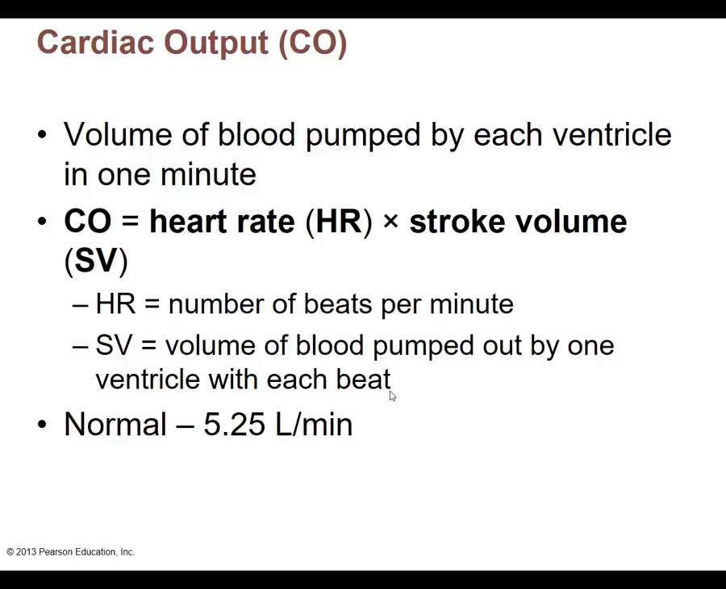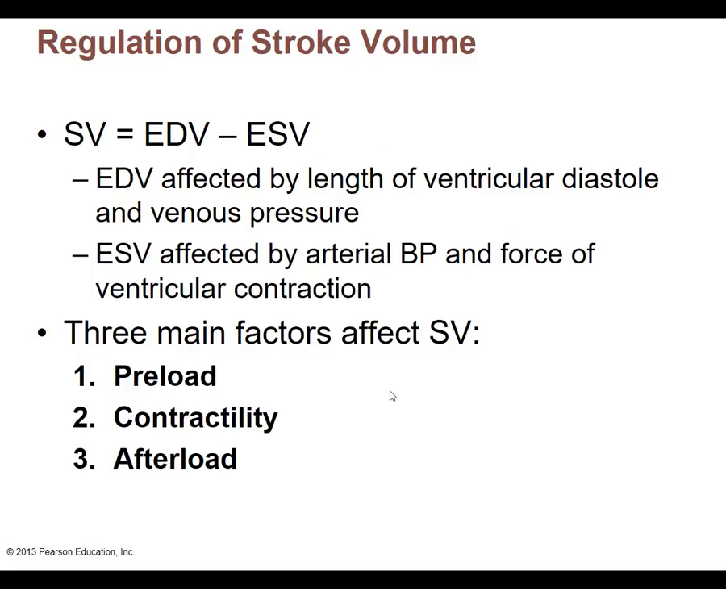Now, some things can change with stroke volume. Again, this is how much blood is pumped out by your ventricles. That's just the stroke volume. How much gets pumped out? 75 on average. And again it is end diastolic volume minus end systolic volume. 100 milliliters minus 25 milliliters equals 75. Now, your end diastolic volume is affected by the length of your ventricular diastole. How long is your ventricle filling? If it fills for longer, you may have more than 100 milliliters in there. Same thing with your venous pressure. If there's more pressure pushing blood in there, you're going to have more.